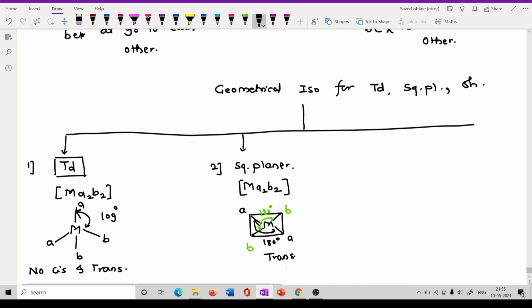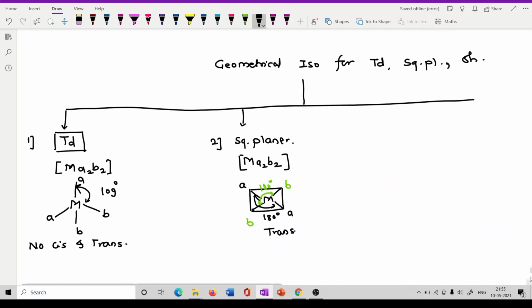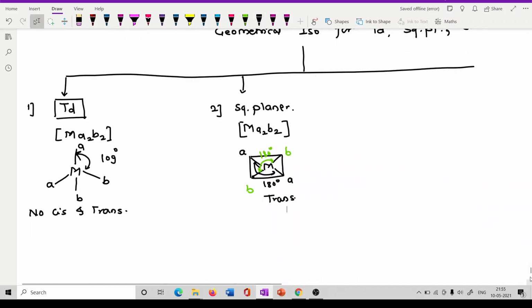The cis isomer is also possible for this one. This is my A, this is A, and the bond angle is 90 degrees. For B, this bond angle is also 90 degrees. So square planar shows cis and trans isomers, and ultimately it has geometrical isomers.